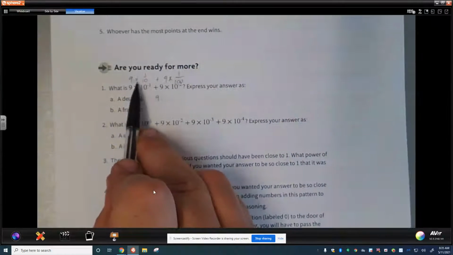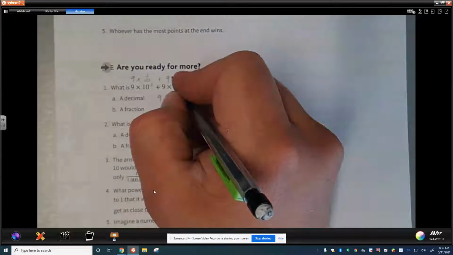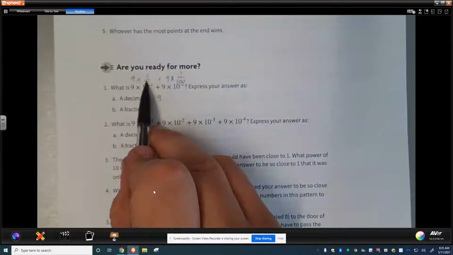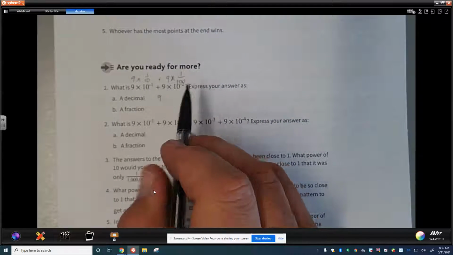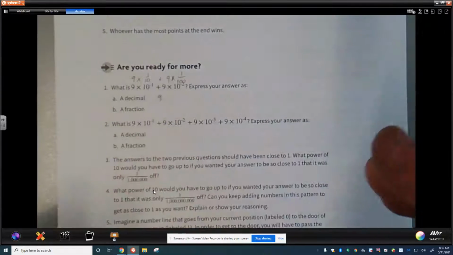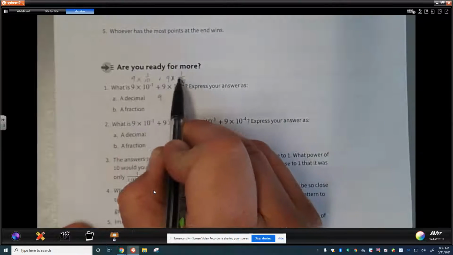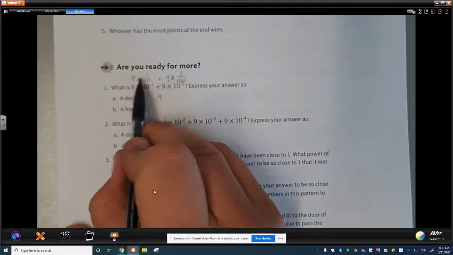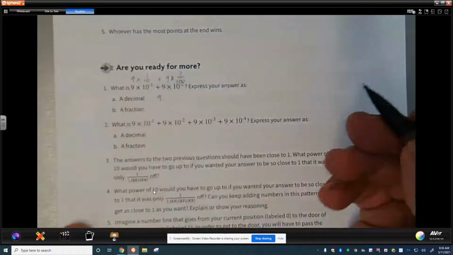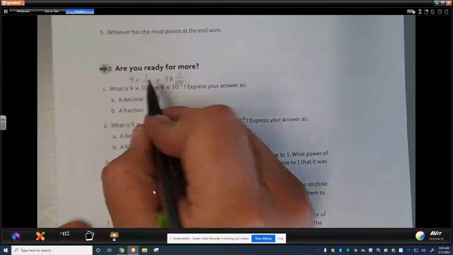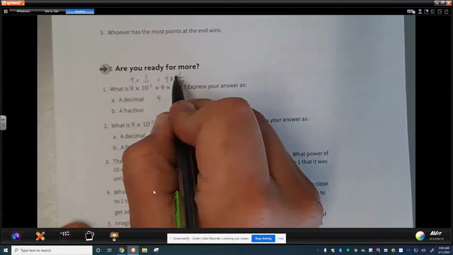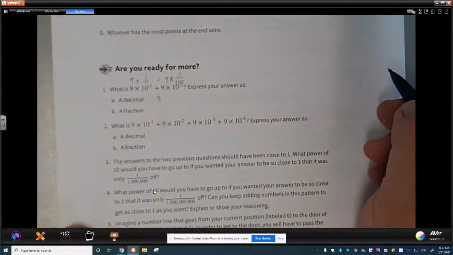And now the question is, can I just add these two values together? The answer is no. They don't have the same power of 10. So I have to think first in order of operations. I have to think about multiplication here first and multiplication here first. 1/10 of 9 is 9/10. And 1/100th of 9 is 9/100ths.